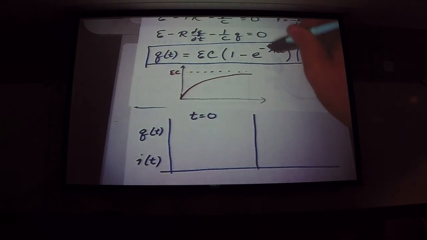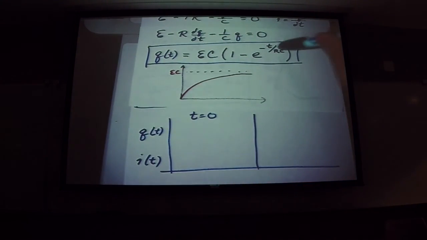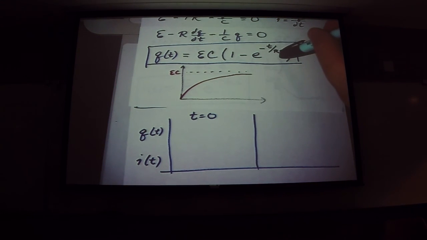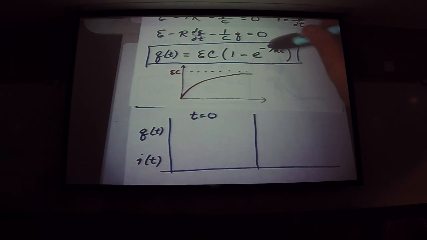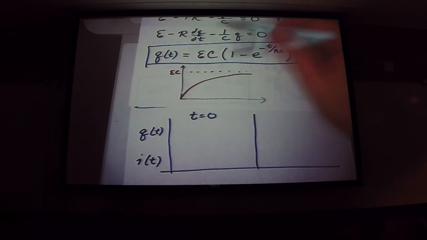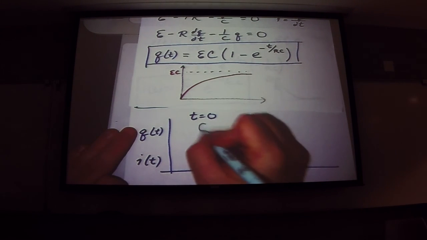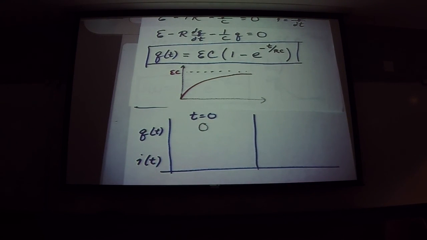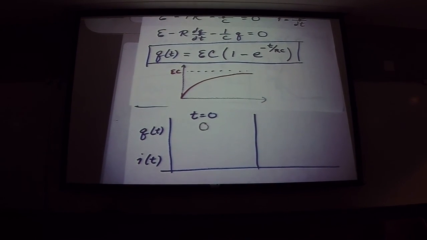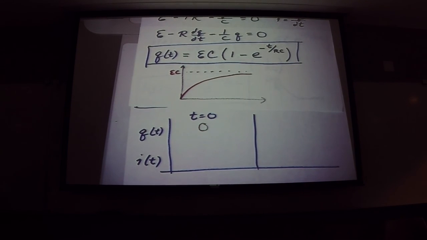I put 0 in for t here. Negative 0 is 0. 0 over R times C is 0. e to the 0 is 1. 1 minus 1 is 0. 0 times EC is 0. So the charge at time 0 is 0. That's good because that's what we said we started with: an uncharged capacitor. Now let's take a look at the current at t equals 0.